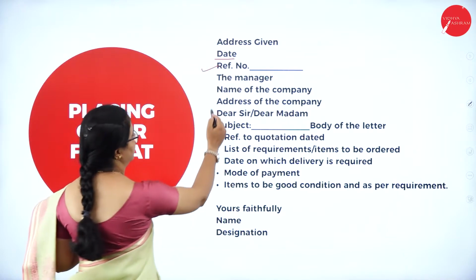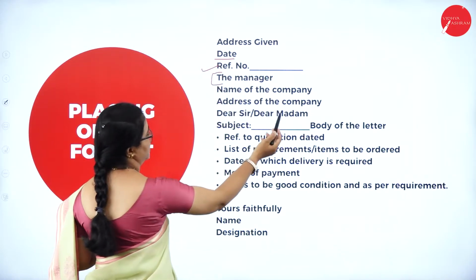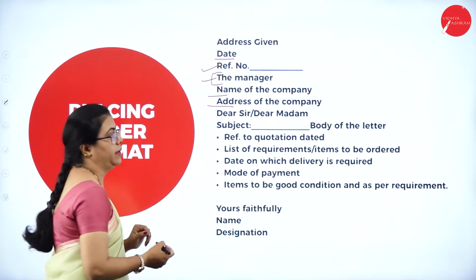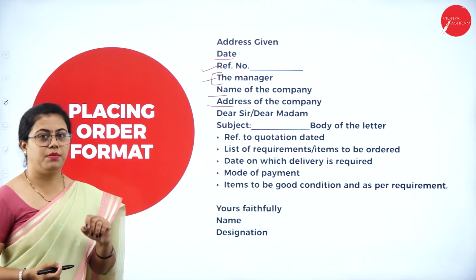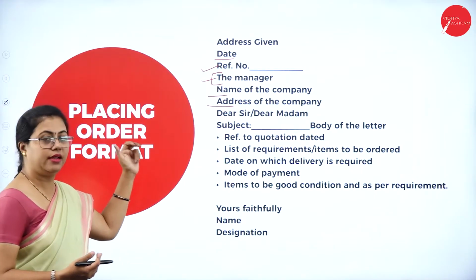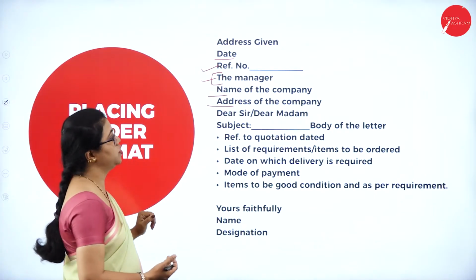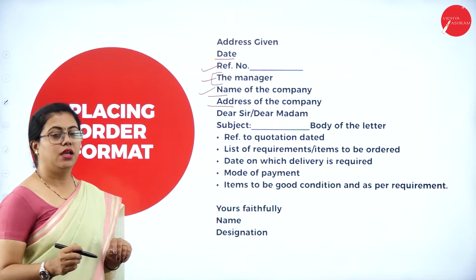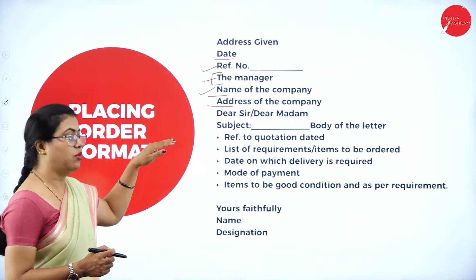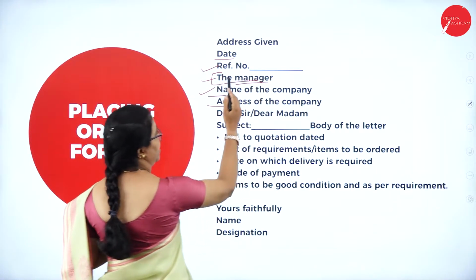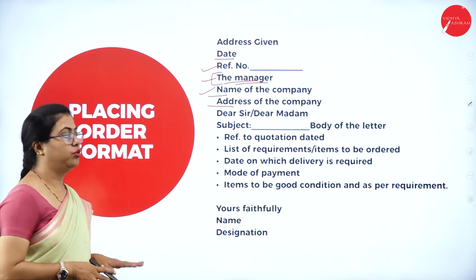Then we'll write the address. That is the designation and name of the company and the address of the company. That is the recipient to whom I am writing. So that person's designation, then the name of the company and the address of the company. This is a business letter, so the name of the company will be there. You need to write the designation and then the name of the company. So there will be a person to whom you will address. This is very much important for you to write.